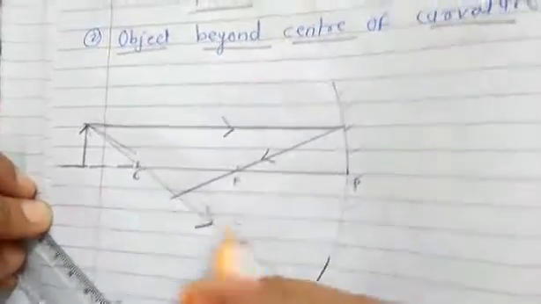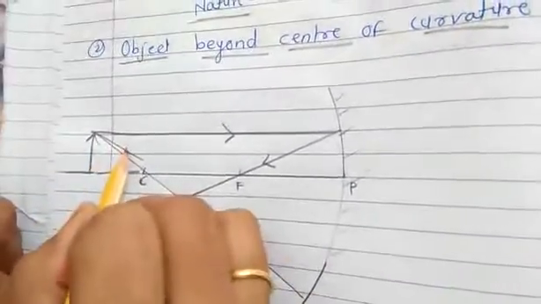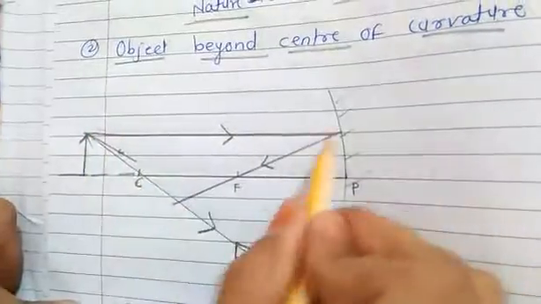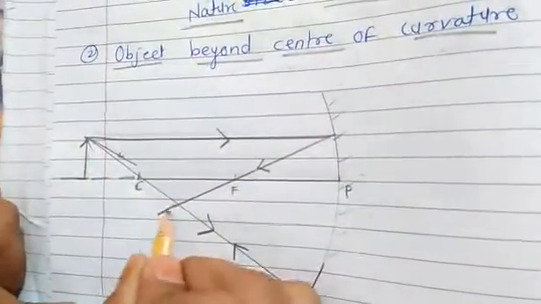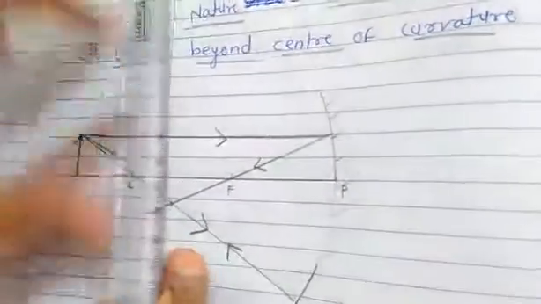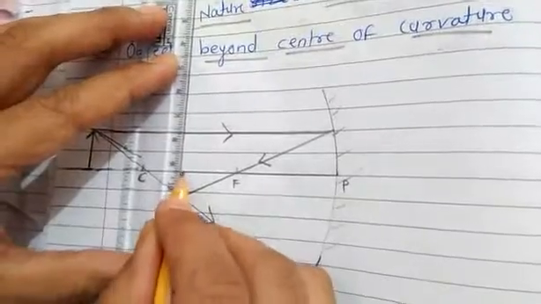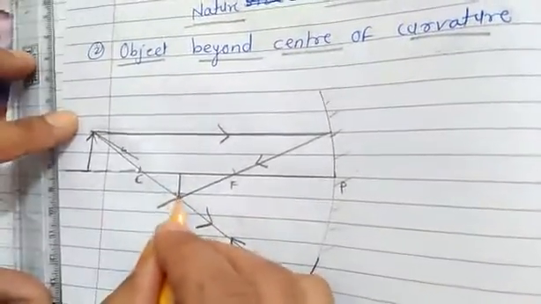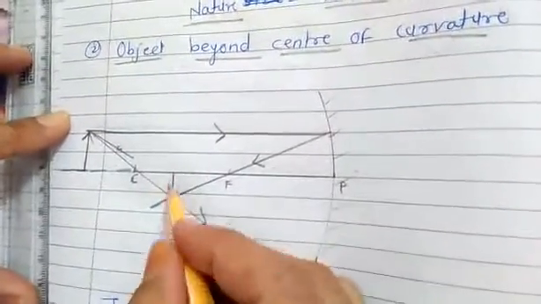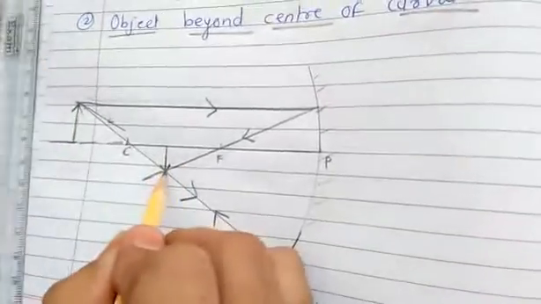Now here, the actual rays: this is the first ray and this is the second ray, and they are going to intersect at this point. At that point where they form the image, we will draw the inverted arrow because it is below, so it is inverted. So here we get the image.